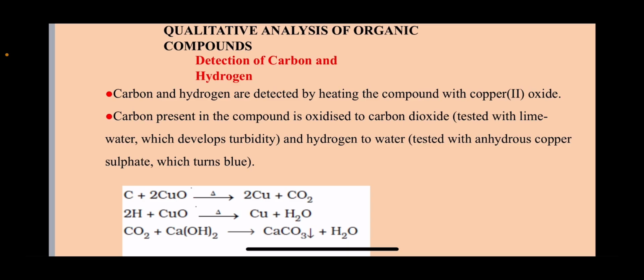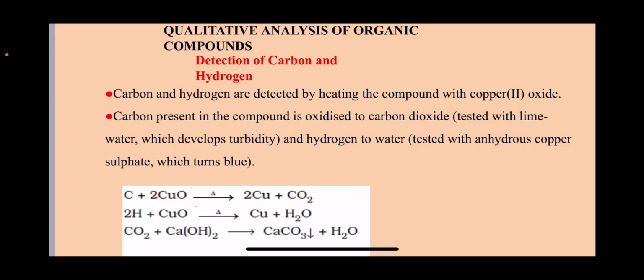Carbon and hydrogen are detected by heating the compound with copper(II) oxide. Carbon present in the compound is oxidized to carbon dioxide. That can be tested with lime water, because lime water turns milky in the presence of carbon dioxide, and hydrogen will get converted to water. That can be tested with anhydrous copper sulfate, which turns blue. Now you can see the reactions.